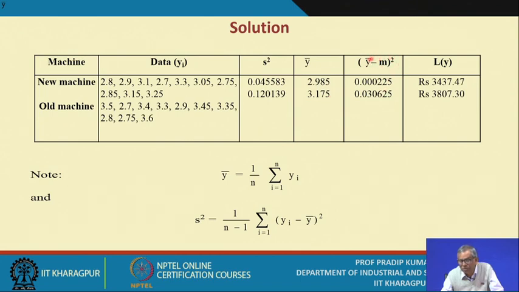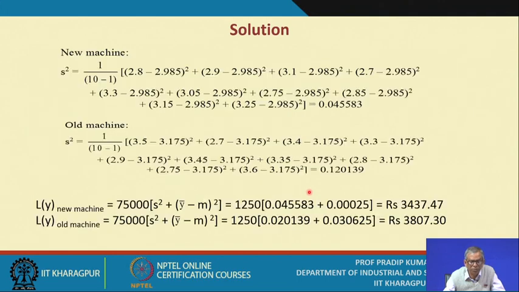So then you compute this expression, that is y bar minus m whole square, and ultimately you compute the expected loss. With the new machine it is 3437.47, and for the old machine it is 3807. So these are the expressions you have when you compute the sample standard deviations. Obviously it must be an unbiased estimate, that's why you use n minus 1, not n, and these are the expressions for the average, everybody knows. So this is the computation.